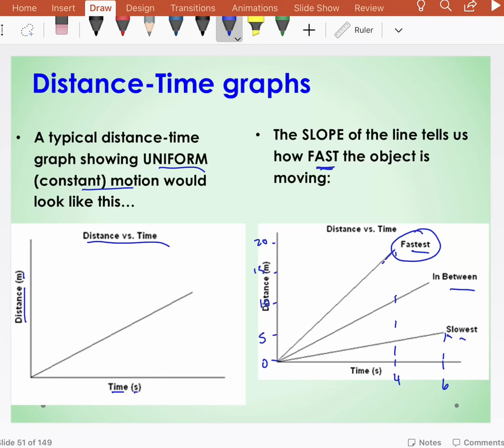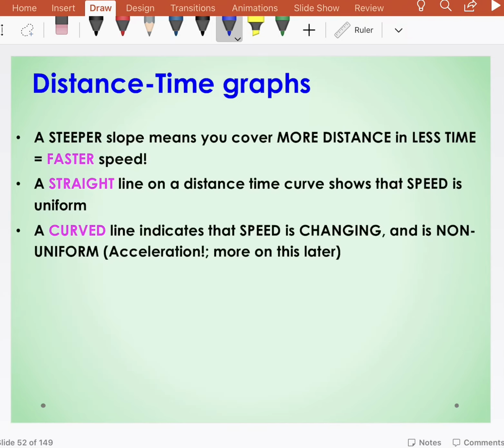So just by analyzing the data here and looking at the graph without doing any calculations, you should be able to see which line is showing a faster object. Okay, we have distance over time. Now, when we're graphing distance over time, well, actually, I'll get to that in a minute. Okay, so the general rule is the steeper that slope is, the more distance the object is traveling in less time, therefore it's traveling faster.